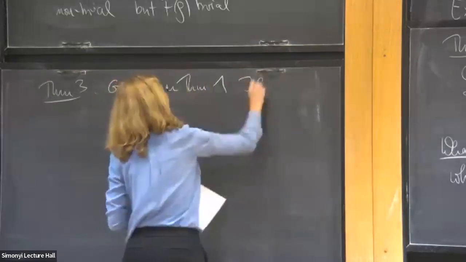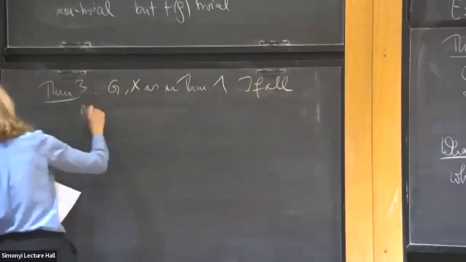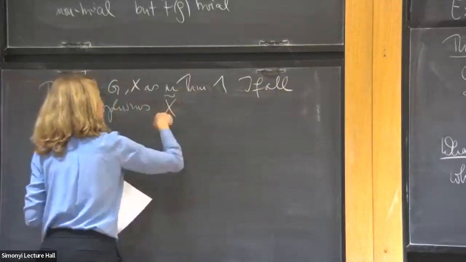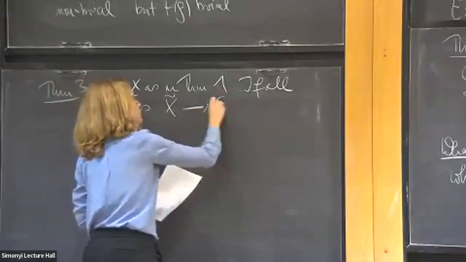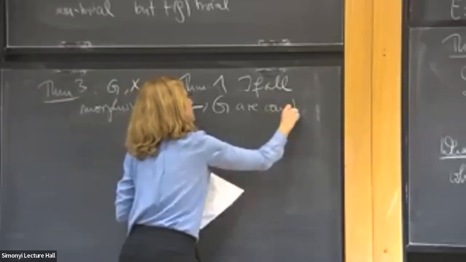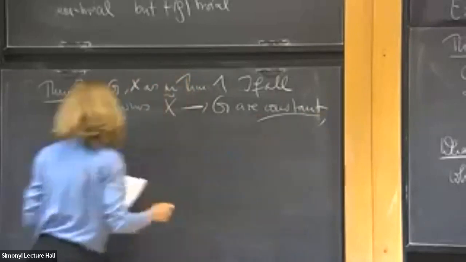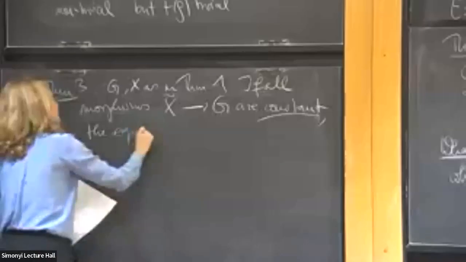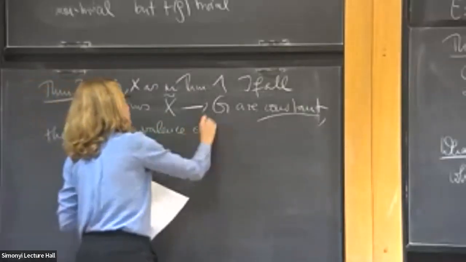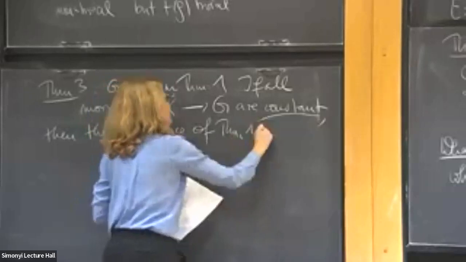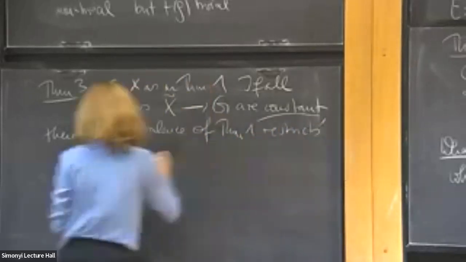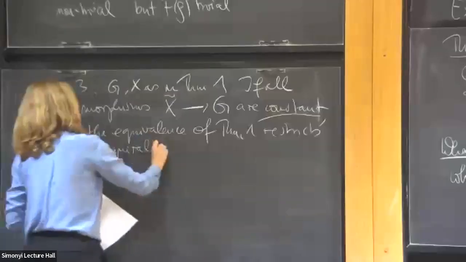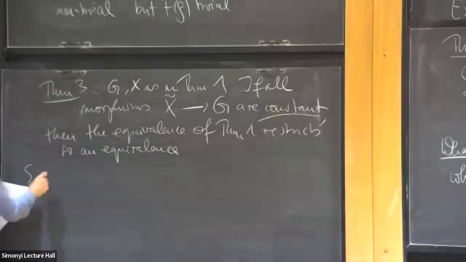And if all morphisms from the universal profinite étale cover of X to G are constant, then, you have to make the same choices, the equivalence of theorem 1 restricts to an equivalence of categories which has this Simpson flavor.